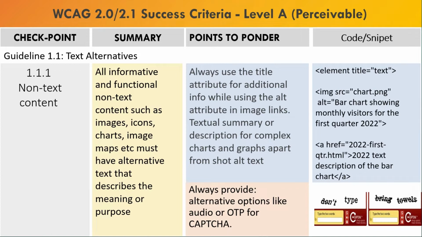Guideline 1.1, Text Alternatives. 1.1.1 Non-text content. All informative and functional non-text content such as images, icons, charts, image maps etc. must have alternative text that describes the meaning or purpose. Always use the title attribute for additional info while using the alt attribute in image links. Provide a textual summary or description for complex charts and graphs apart from short alt text. Always provide alternative options like audio or OTP for CAPTCHA.